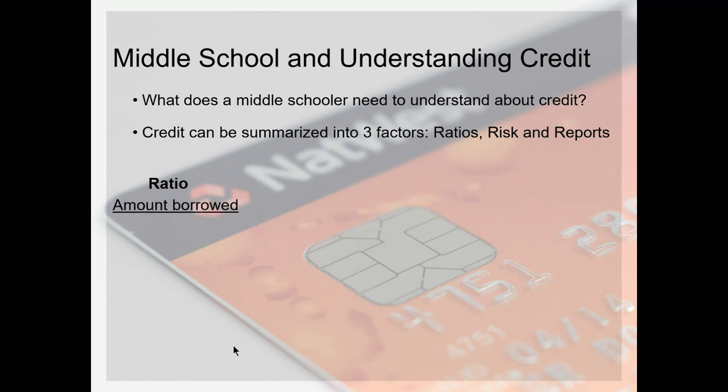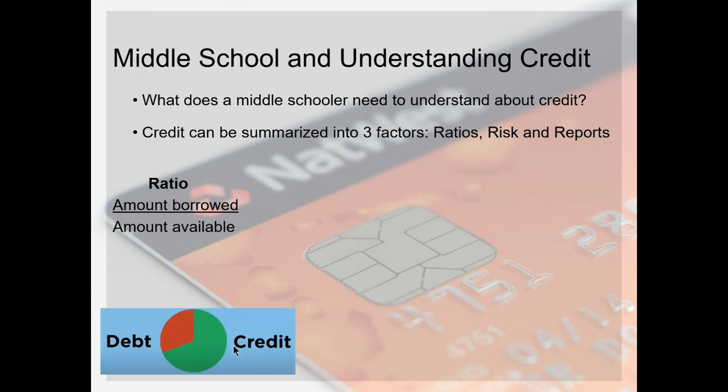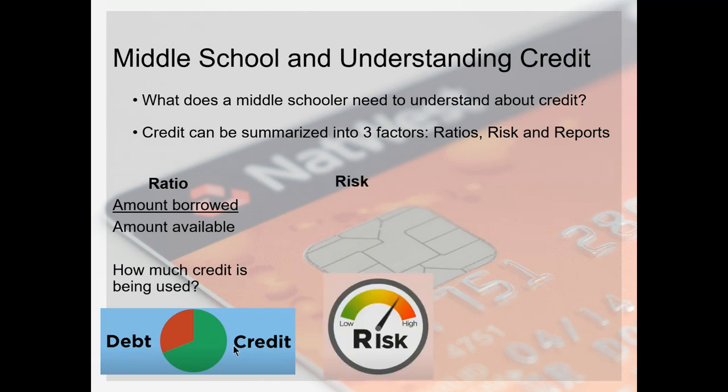The ratio that is involved in credit is the money that's being borrowed and the money that is available, or the total, the limit. So the debt is how much is borrowed, and the credit available is the total amount. The big question with the ratio is how much of that credit is being used. So that's your ratio.